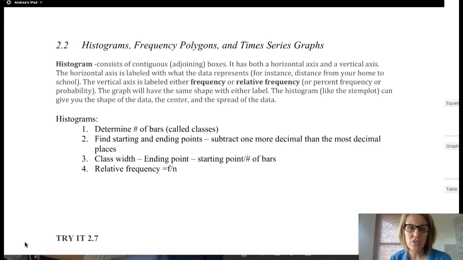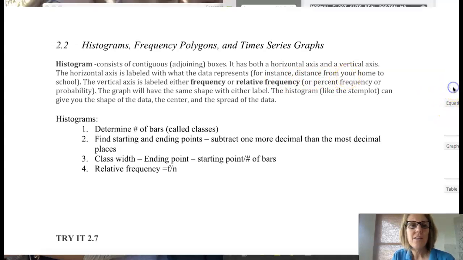The bar charts are generally for qualitative data or things that we've put into groups, where histograms usually are dealing more with quantitative data. So they again are with boxes or bars. They have both a horizontal and vertical axis. Similar to the bar graphs, the horizontal axis is labeled with the data. For example, the distance from your home or your school.